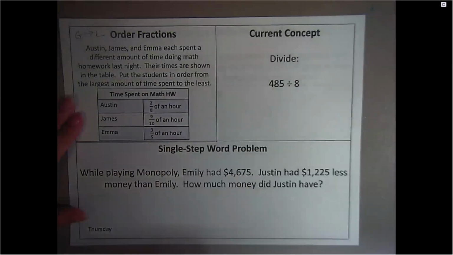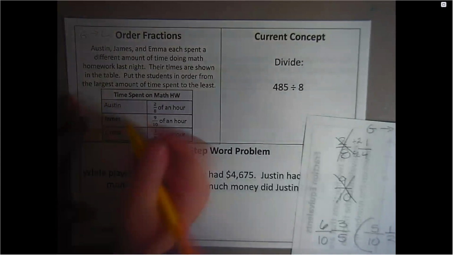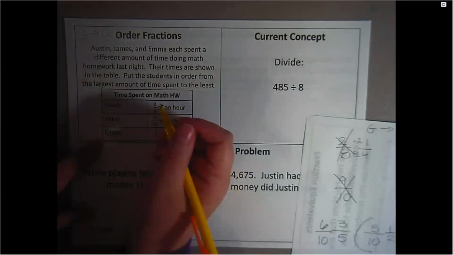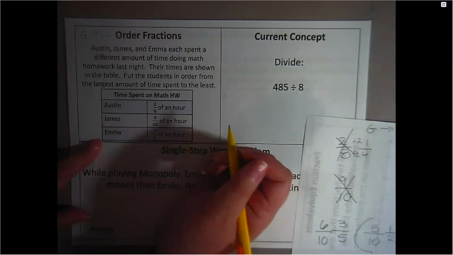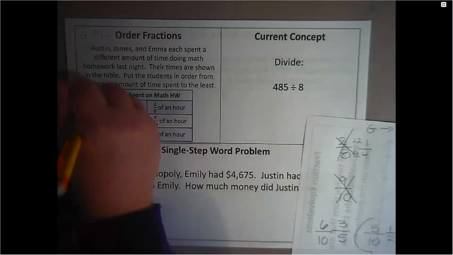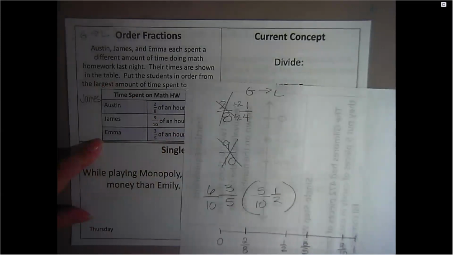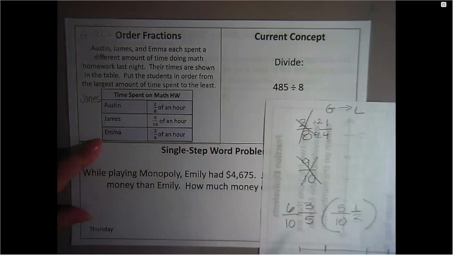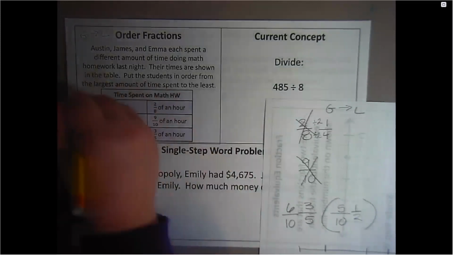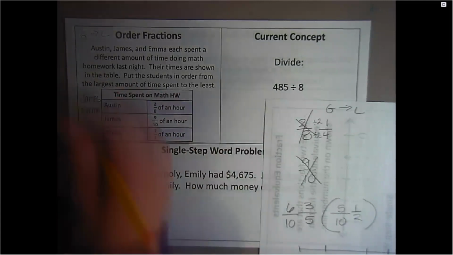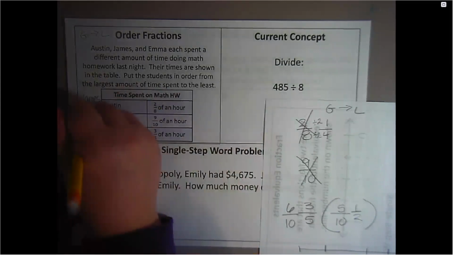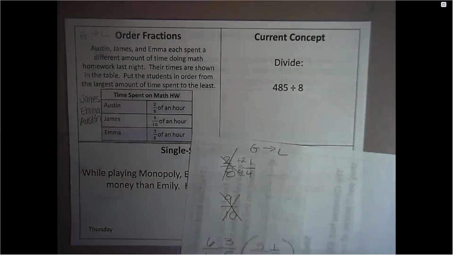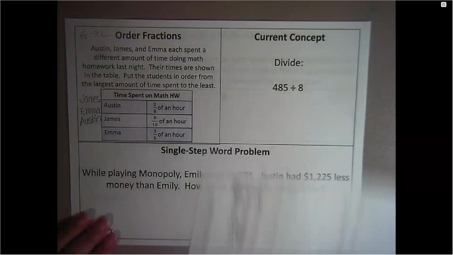the answer in order from greatest to least would be James. He spent the most amount of time because he worked 9/10 of an hour. And then would come 3/5, which is Emma. She worked a little bit more than half of an hour. And then Austin, who finished his work in about 2/8 of an hour. So that is the correct answer.